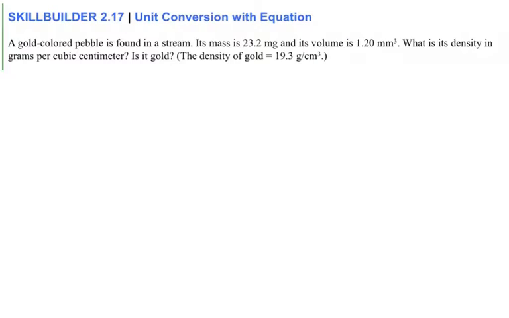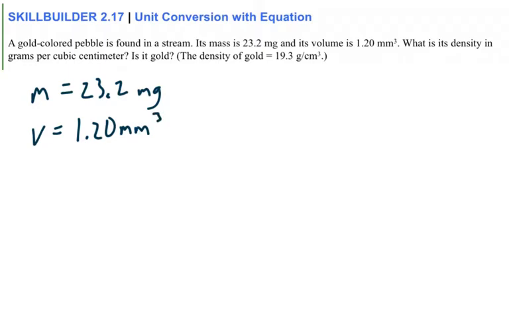So what we got here is a gold-colored pebble found in a stream. They do give us the mass, it's 23.2 milligrams. The volume is also given at 1.20 cubic millimeters. And they do want the density again, but notice they want it in grams over cubic centimeters. So this one's a little bit more complicated.